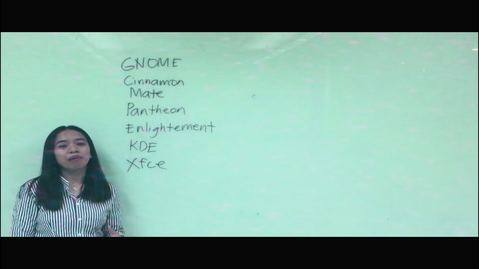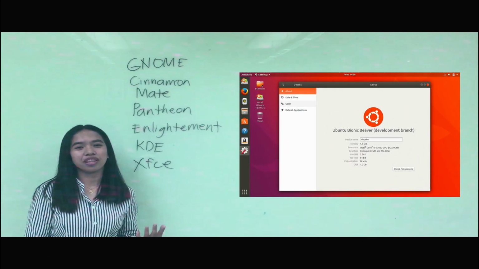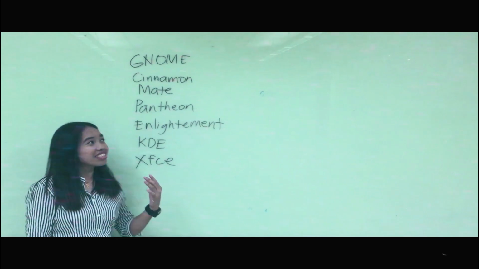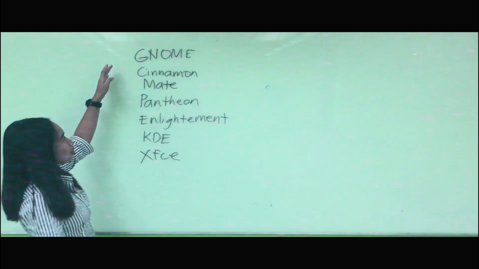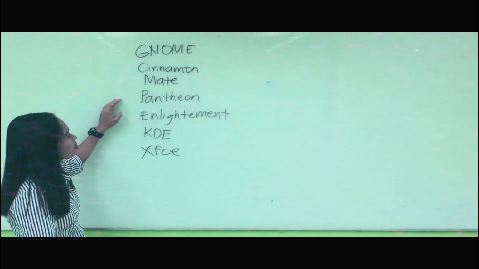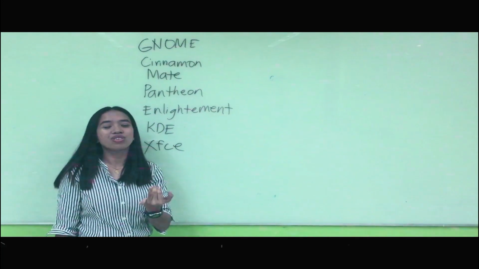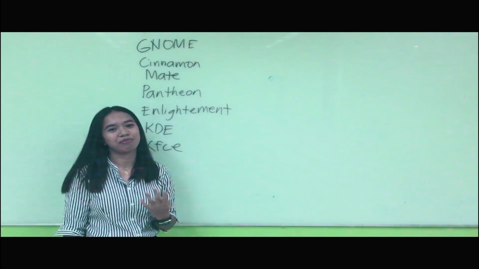Sixth is the desktop environment. The desktop environment is the piece that the user usually interacts with. There are many desktop environments to choose from, like what I have written on the board. Each of these desktop environments includes built-in applications like file managers, web browsers, configuration tools, and games.